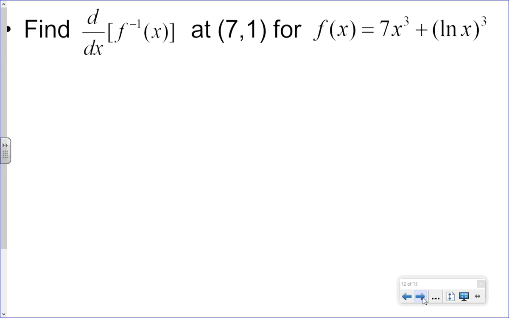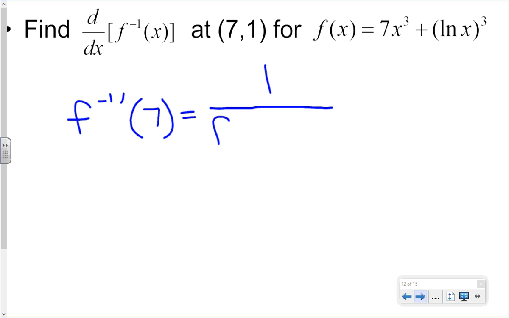What makes this one nicer? It gives you both. It gives you the coordinate, right? Last time we only had the x value. This time we have the xy value. Okay? So, let's talk about what we want. We want f inverse derivative of 7, which is 1 over f prime of f inverse of 7.